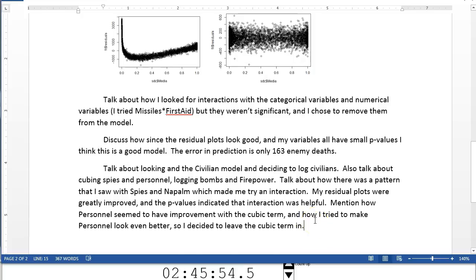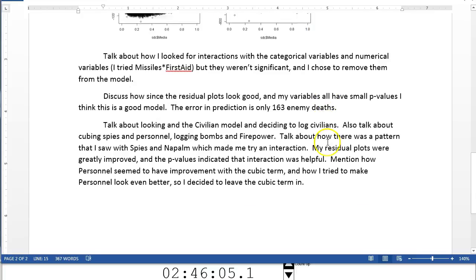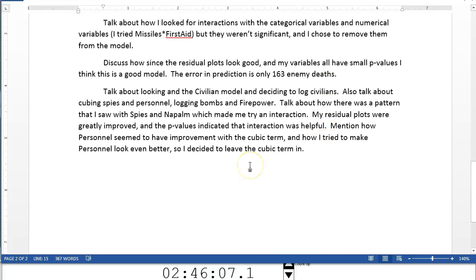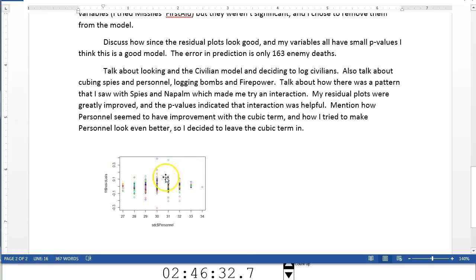And I don't necessarily care whether I agree with your decision on the final project. The fact that you made a decision and it was conscious and not accidental, that's the goal. So it's okay for you to decide to leave stuff in or take it out according to how you feel your model should be. And maybe even I'll throw in that residual plot for personnel.